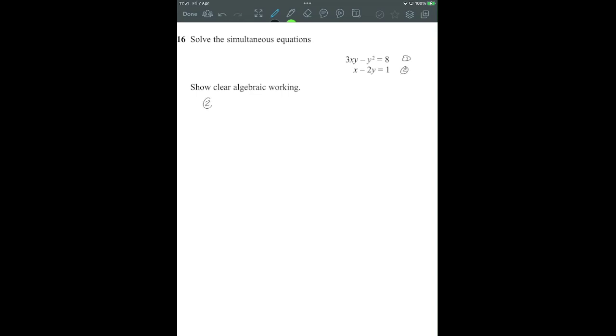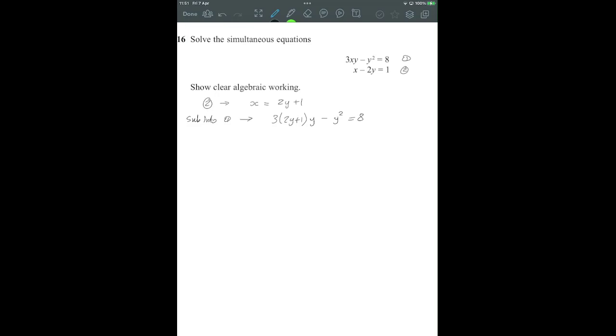I'm going to rearrange equation 2, the linear equation, to make it x equals. That allows me to make the substitution. And then I'm going to sub into equation 1. So this is 3 lots of, instead of writing x now, I'm writing 2y plus 1, minus y squared equals 8. Well, this is now an equation with only one letter.